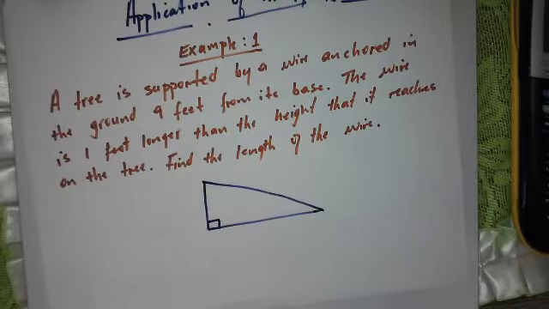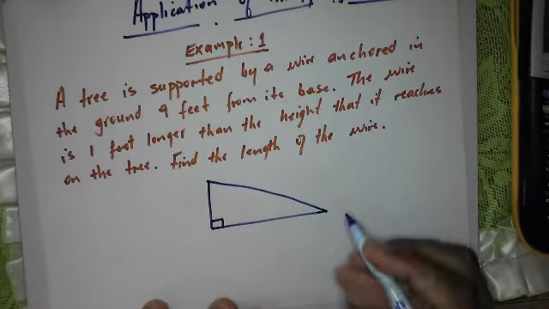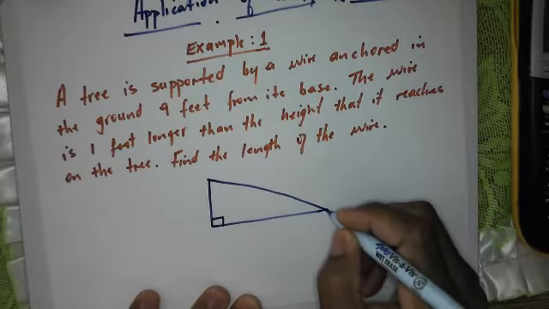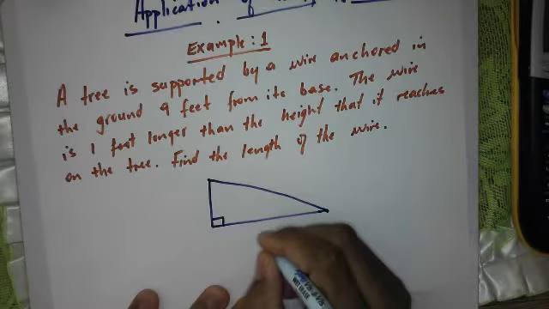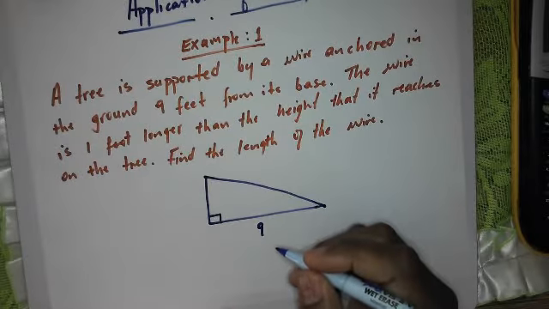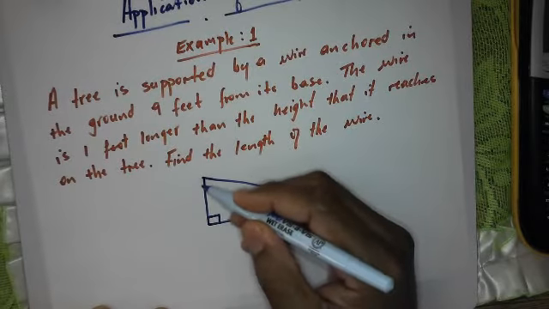Now, let's see what the question is actually saying. It says, a tree is supported by a wire anchored in the ground. So here's the ground. This is where the wire is anchored in the ground, 9 feet from the base. So it is from the base of the tree. So right here would be 9. Okay? The wire is 1 foot longer than the height it reaches up. This is the height that it reaches up.